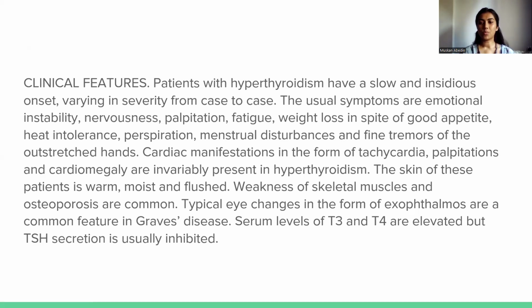Typical eye changes in the form of exophthalmos are a common feature in Graves' disease. Exophthalmos is a condition in which the eye bulges out because there is a swelling in the optical muscles. So this will cause exophthalmos and the eye will bulge out more. Serum levels of T3 and T4 are elevated, but TSH secretion is usually inhibited.